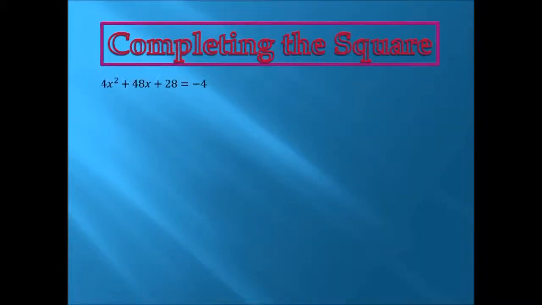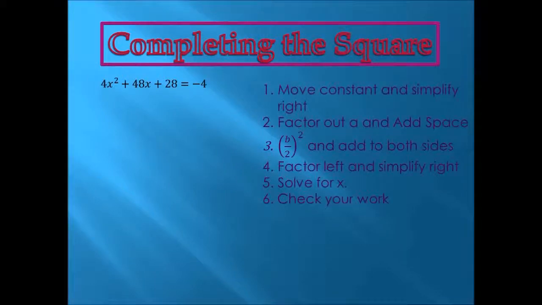Let's look at one more example. We have 4x squared plus 48x plus 28 equals negative 4. Again, we're going to look at the steps as we move through this. The first step is move your constant and simplify the right side. So we have a constant of 28. We're going to subtract this on both sides, and we get 4x squared plus 48x equals negative 4 minus 28. So when we simplify it, we get negative 32.